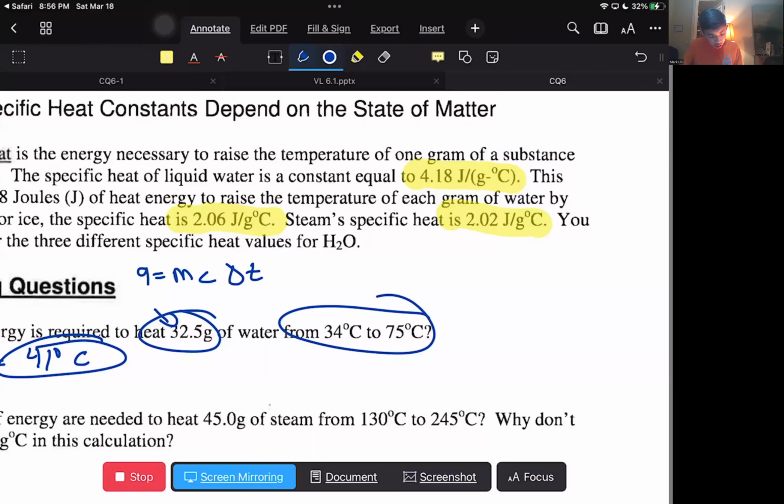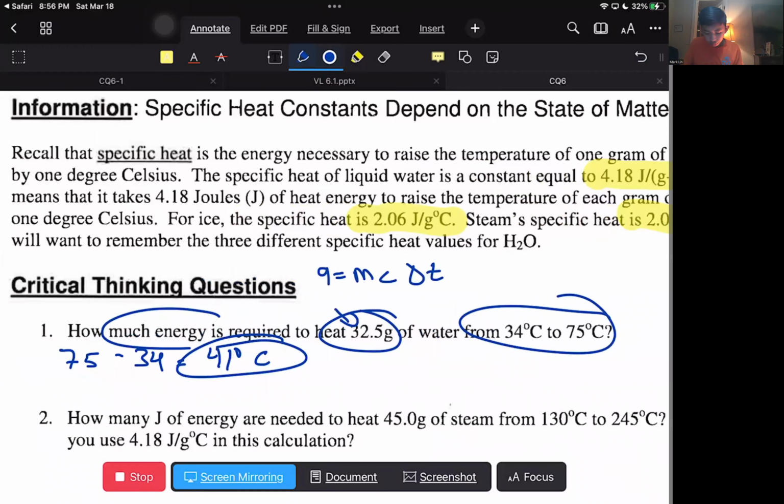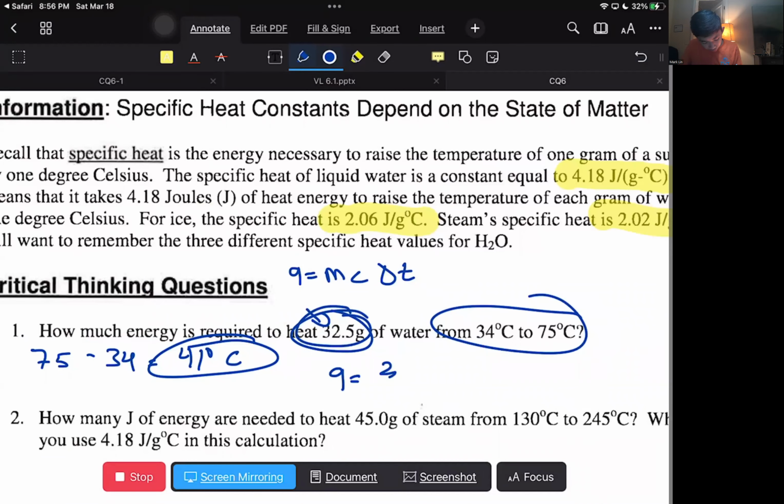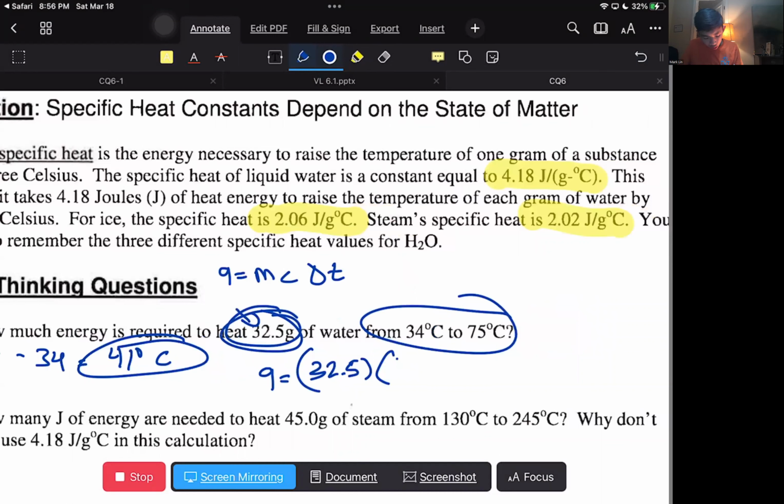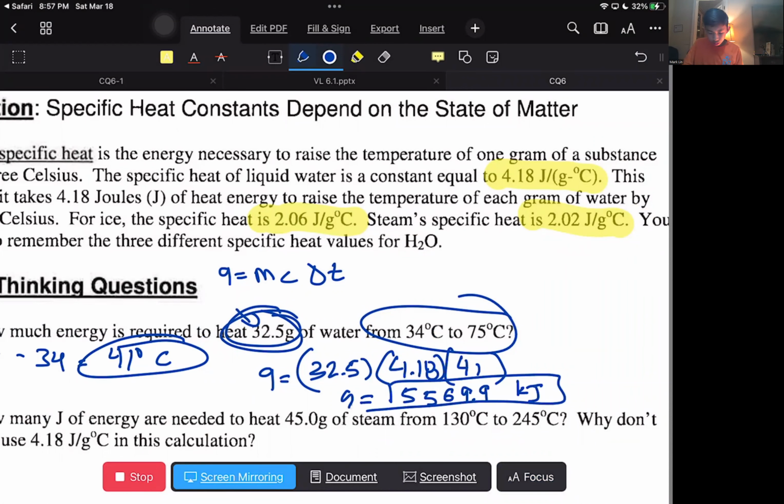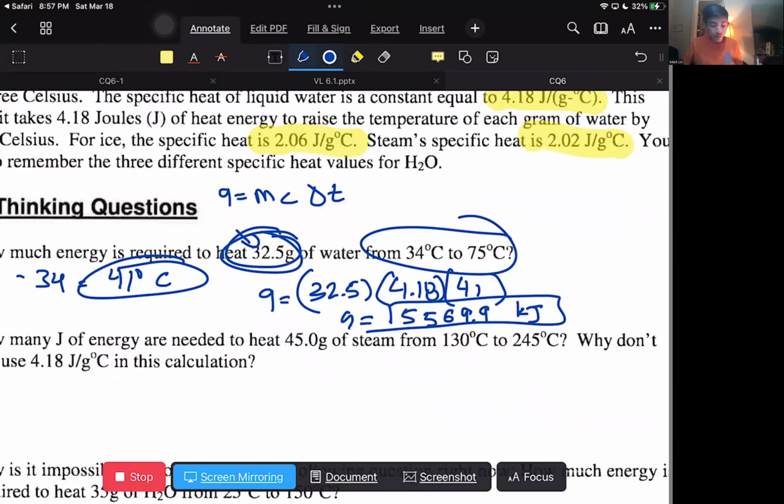So we just plug and chug, because we need to find energy, so we need to find Q. Q equals 32.5 times the C, 4.18, times the change in temperature, 41 degrees Celsius. You do all this and you should get 5,569.9 joules. All right, next one.